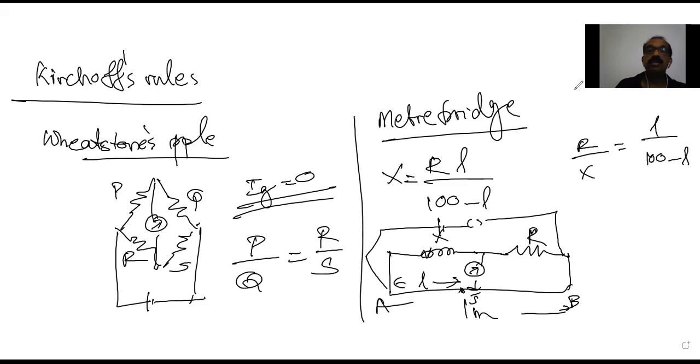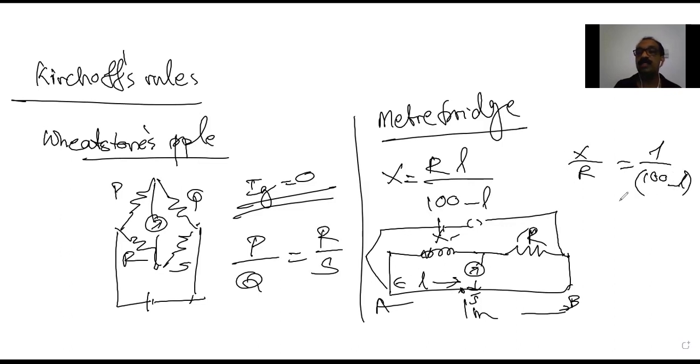So this is the point. Sorry, X is equal to R into L by 100 minus L is the equation to use. So basically what you should do is just memorize Wheatstone's principle, and based on this you can say X by R, this by this, this by this, is equal to L by 100 minus L.